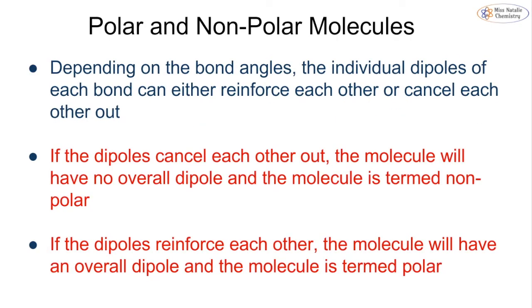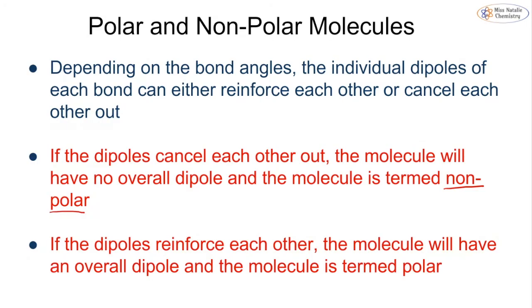Now, depending on the bond angles, individual dipoles within a molecule can either reinforce each other or they can cancel each other out. Now, what that actually means is if the dipoles cancel each other out, for example, one dipole is pulling to the left and one dipole is pulling to the right, they will cancel each other out and the molecule has no overall charge. For example, one side is not more slightly negative than the other. And we call this a non-polar molecule. And we will look at examples in just a minute.